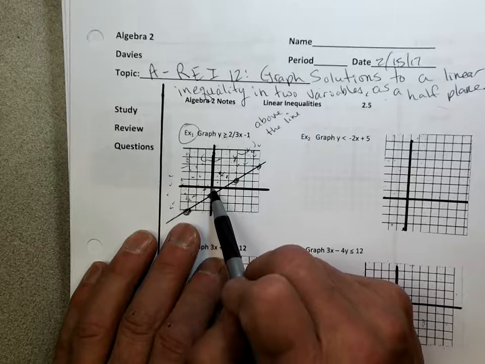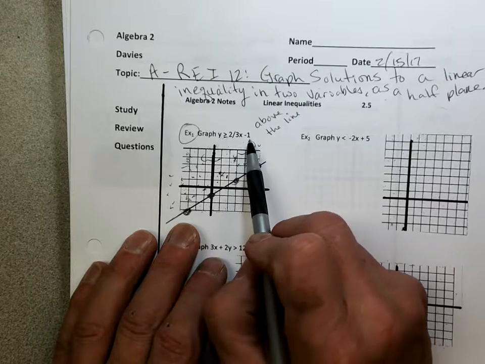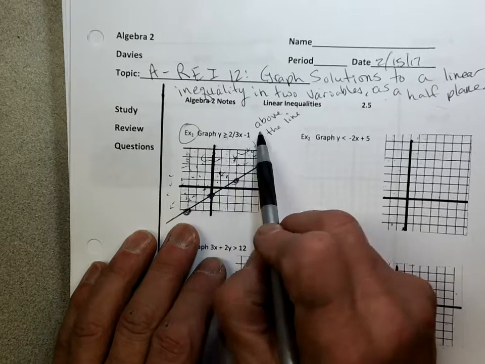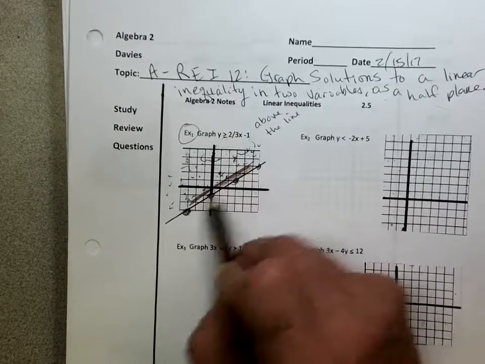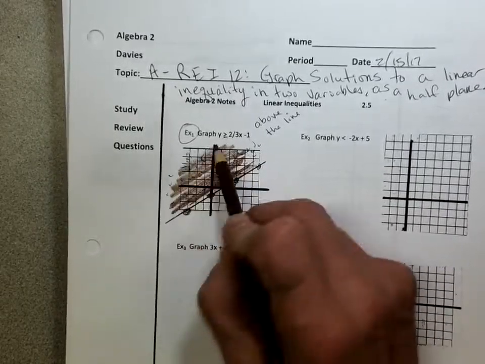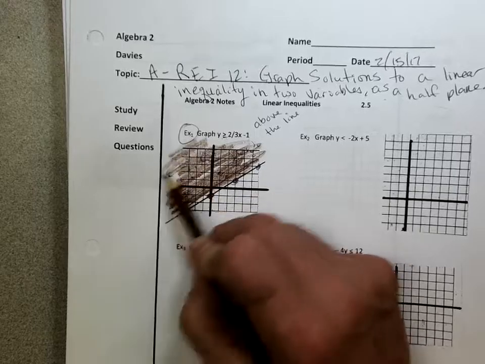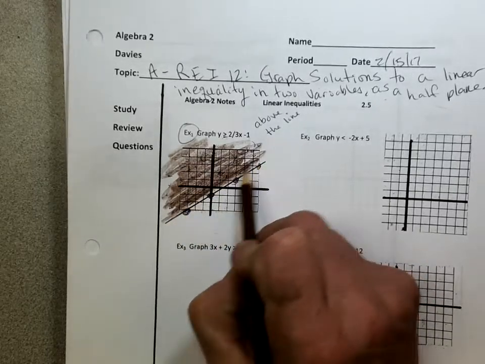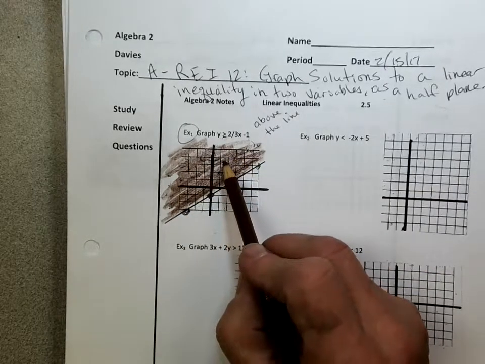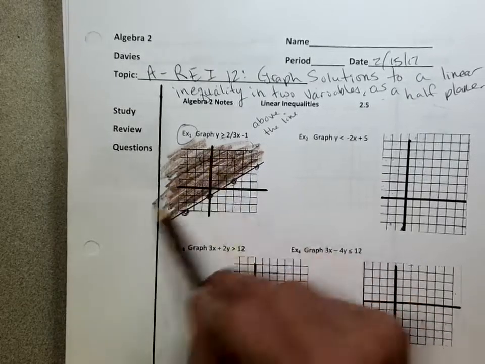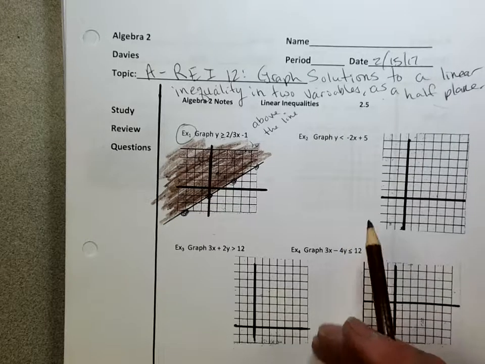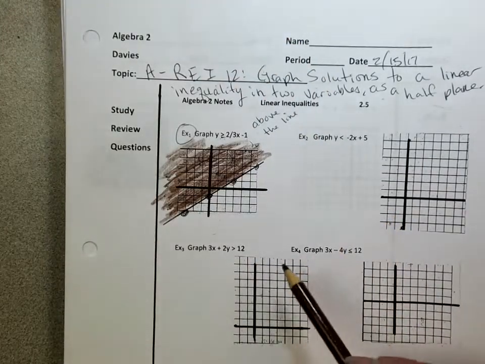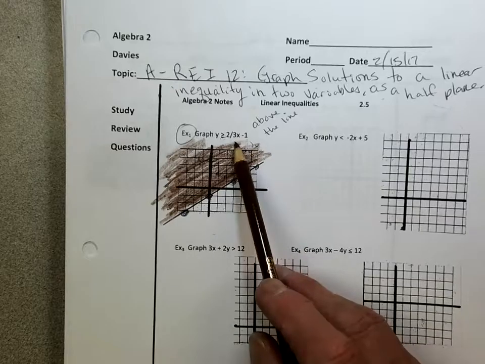For instance, if you take 0, 0, 0 would be greater than -1. Yeah, that's true. Any point up here, if you plugged it in, would work. Now, that's a whole lot of points. So what we do, and I'm sure you guys remember this from algebra, we shade the entire half plane. Because if we shade the entire half plane, we represent every single point, including the decimal points in between. That's my half plane. So every point within the shaded region is a solution to this inequality.